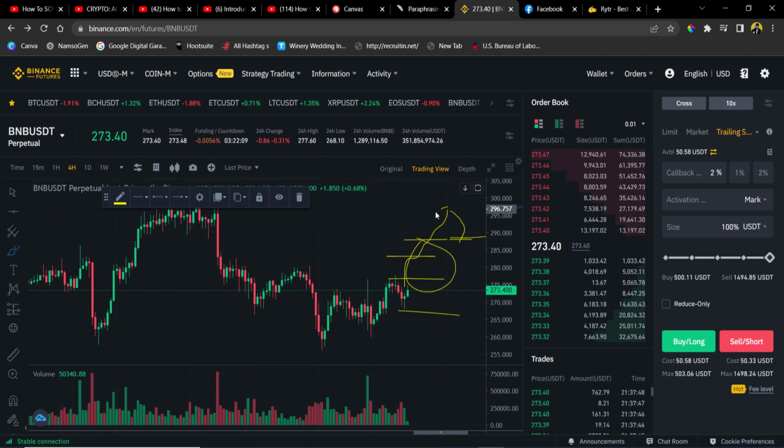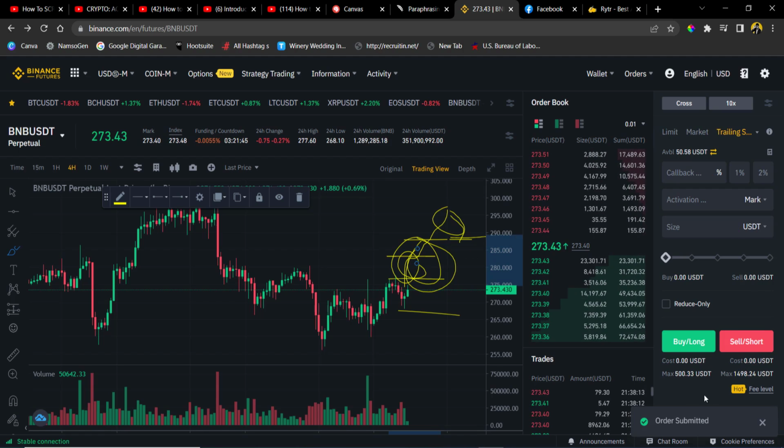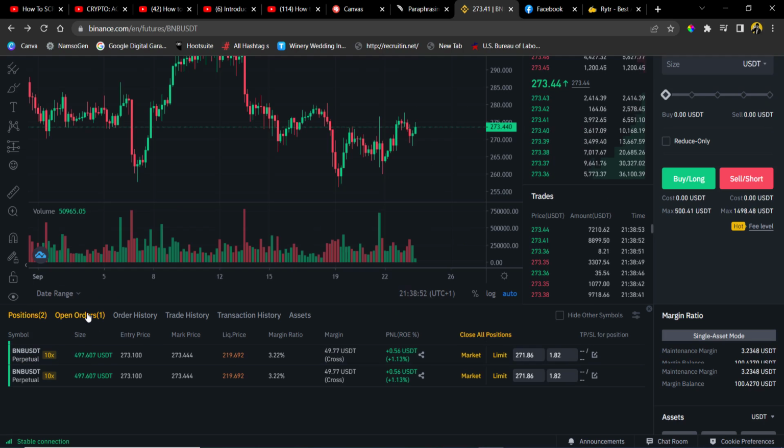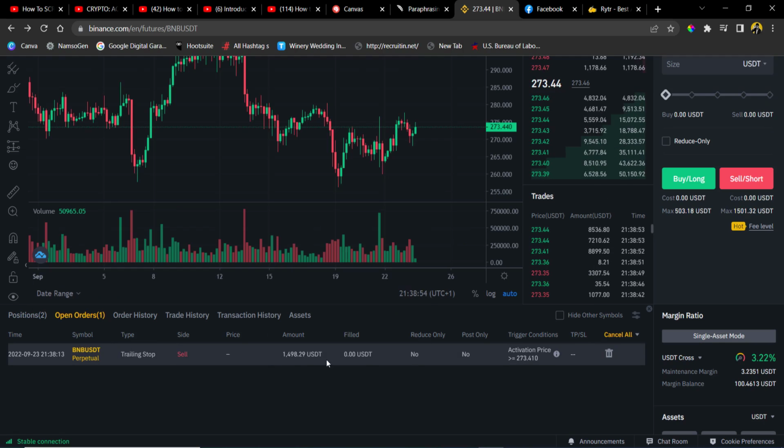And then at this point, it came back, it removed me here, no longer here. All the profit I've made between this level and this level, that is 290 minus 273, at this level is when my trailing stop got activated. So let me just activate it right here for you to see. If I click on short right now, you will see order submitted. Now if I come back to where you see open order, this is my trailing stop right now. It has activated.